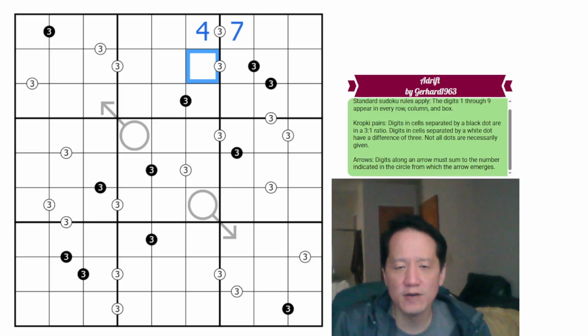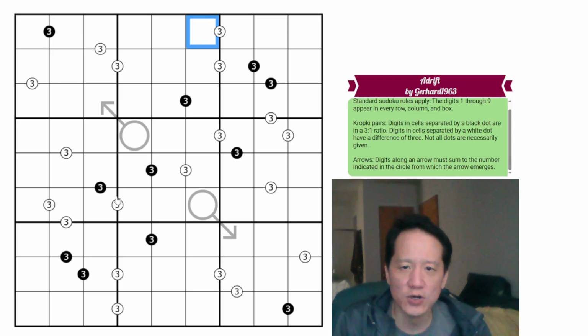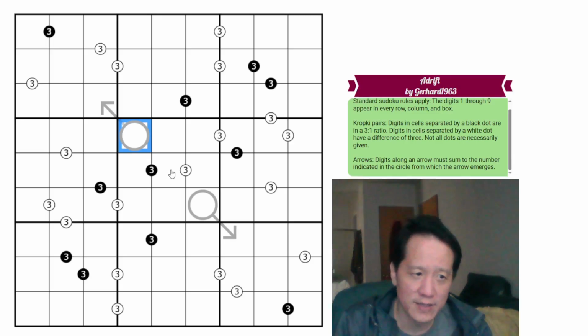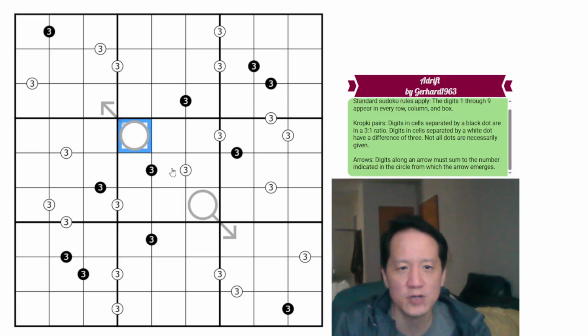We also have arrows, where digits along an arrow must sum to the number indicated in the circle from which the arrow emerges. So the digits along the arrow, which would be just this digit, must sum to the number indicated in the circle from which the arrow emerges, which would be that circle. That will give you certain things that you know have to be true about these two cells. Anyways, those are all the rules.